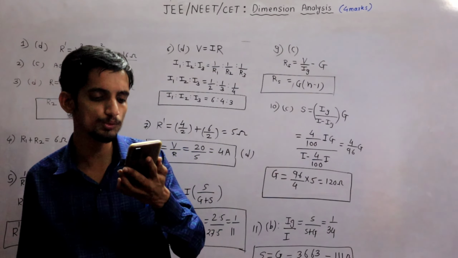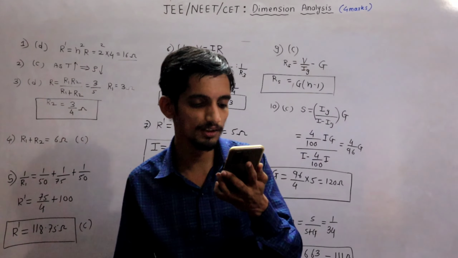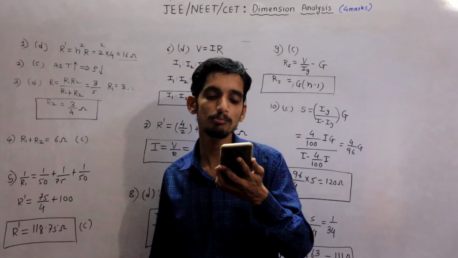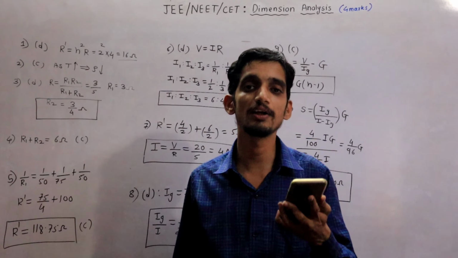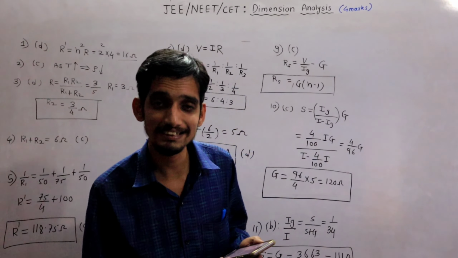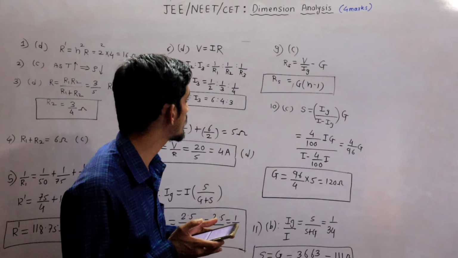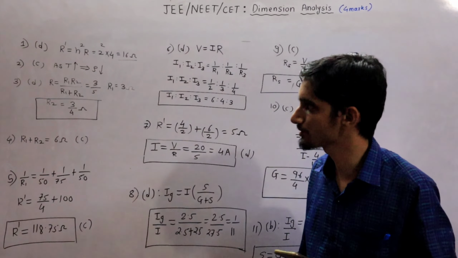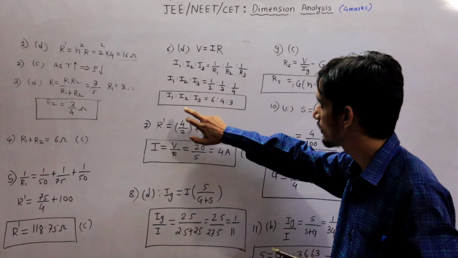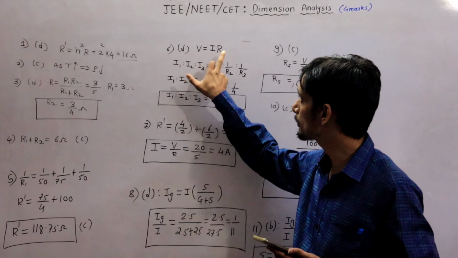Three resistances 2 ohm, 3 ohm and 4 ohm are connected in parallel. The ratio of the currents passing through them when a potential difference is applied across the ends will be. Now these resistances are connected in parallel. So you know that in a parallel combination of resistances, potential difference remains constant. So V is equal to IR, so I is inversely proportional to R.